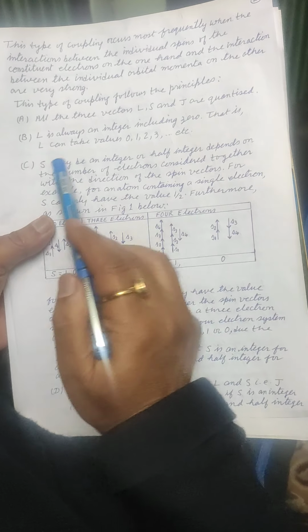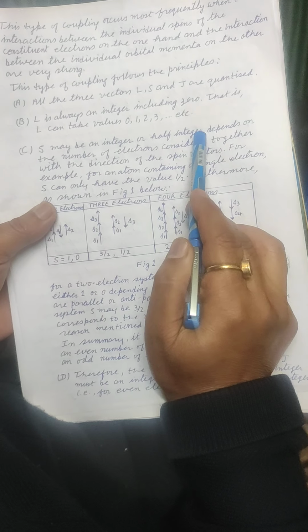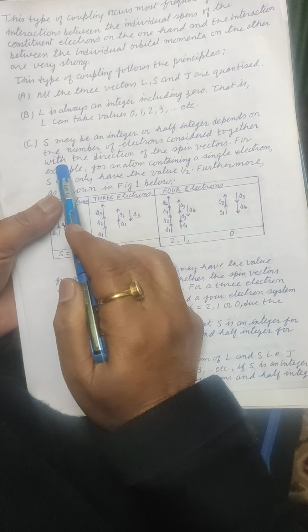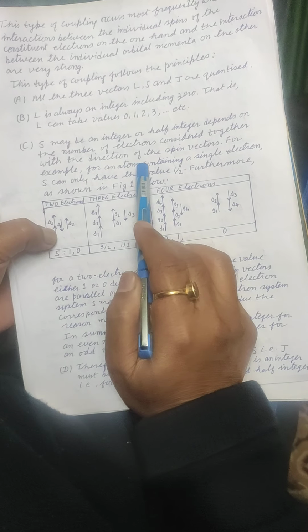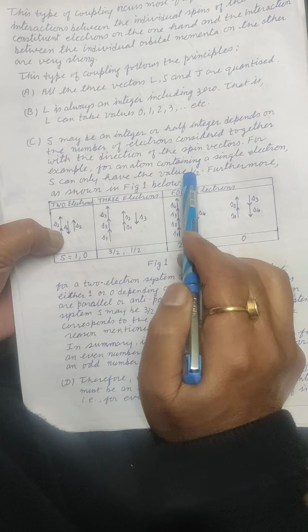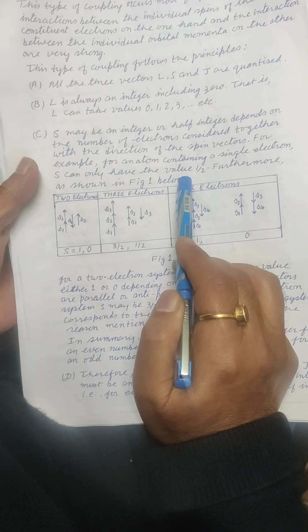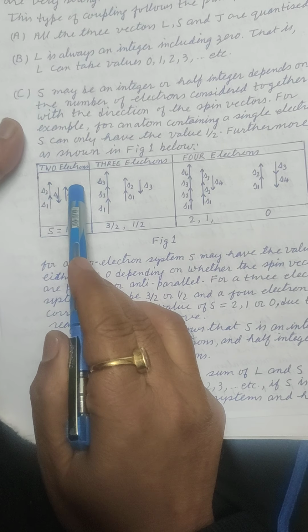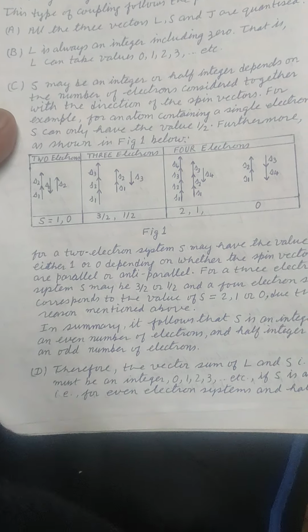C. S may be an integer or half integer, depends on the number of electrons considered together with the direction of the spin vectors. For example, for an atom containing a single electron, S can only have the value half. Furthermore, as shown in figure 1 below, this is the figure in which a 2 electron system, a 3 electron system and a 4 electron system is considered.